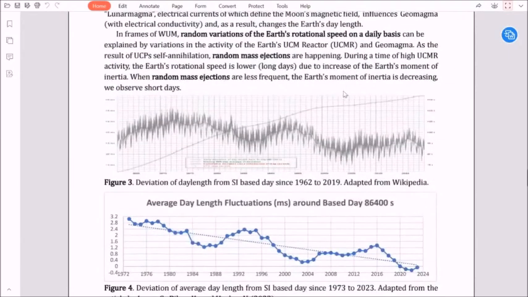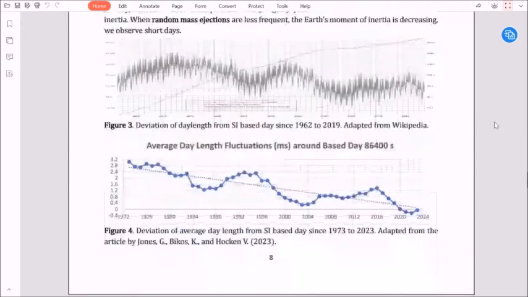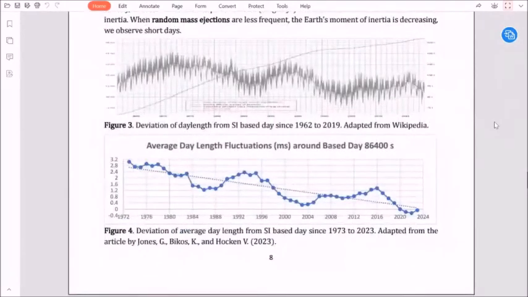On figure 3, we can see the deviation of day length from the sea-based day since 1962 to 2019. You see, it is not the usual behavior, the usual variations of day length. On figure 4 is presented the deviation of average day length from the sea-based day since 1973 to 2023.